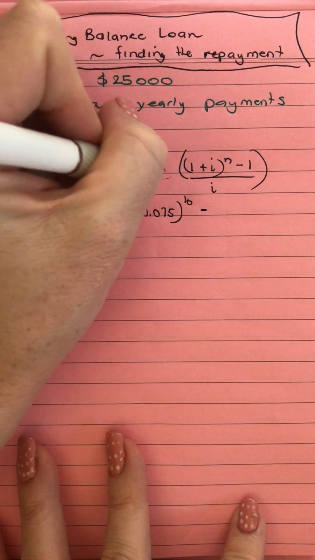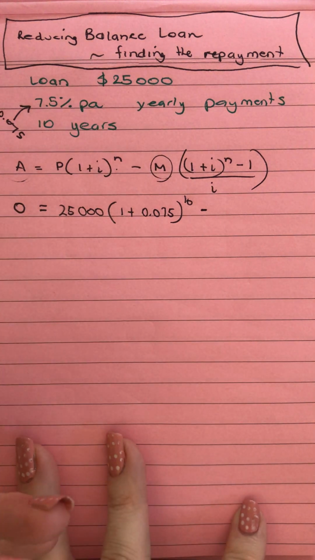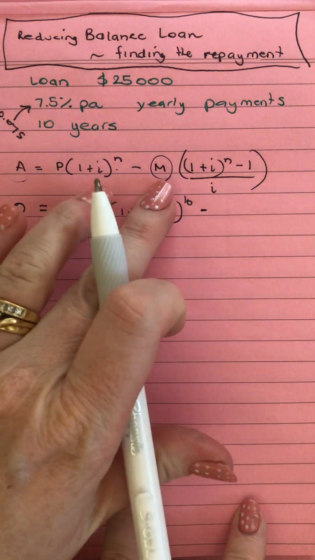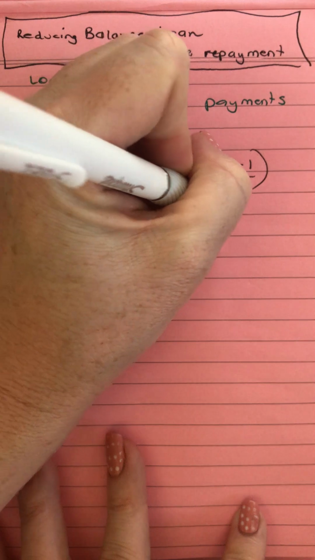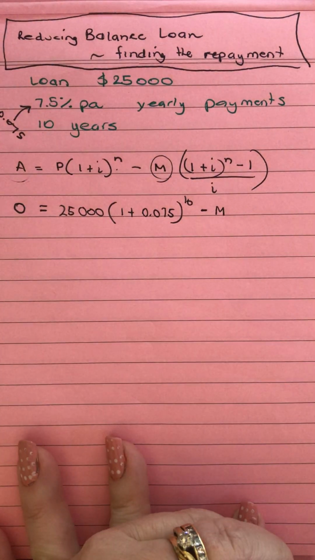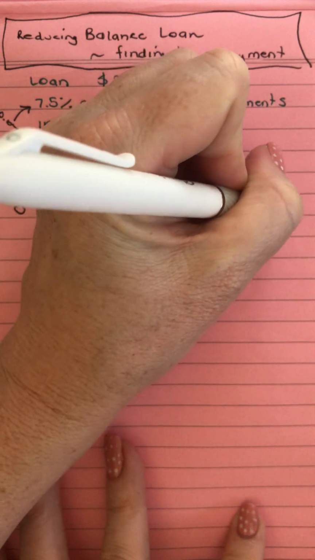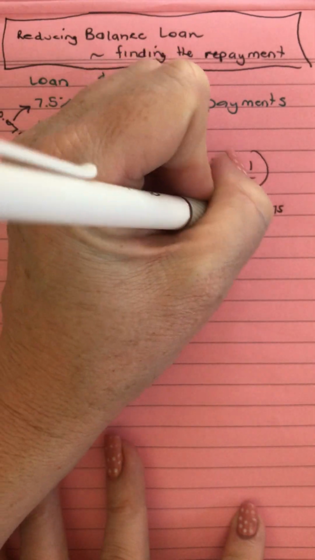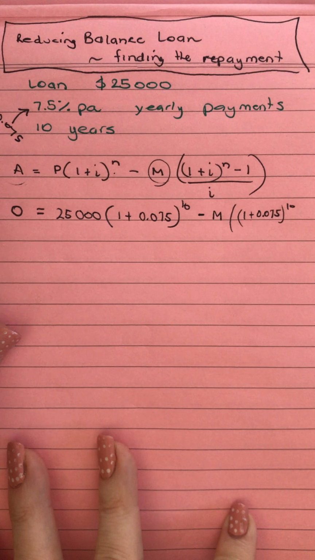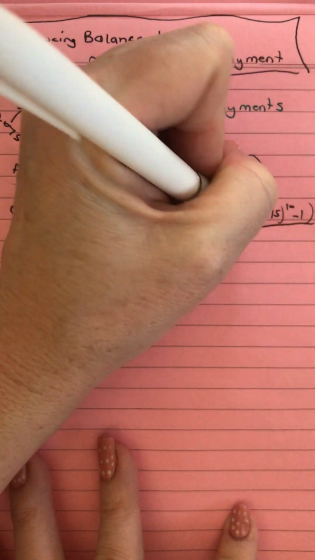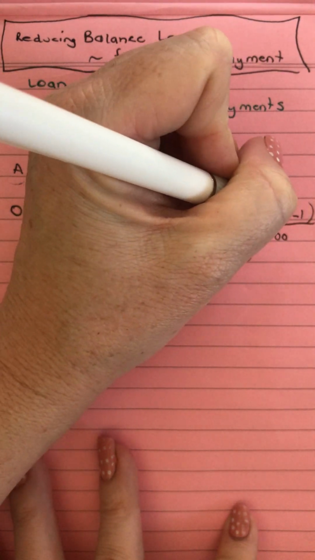Then our M is for repayments. You'll also sometimes see that as an R. On the formula sheet we've got the M there, so that's why I've used that. We don't know what that is, that's what we're trying to work out. And so we have 1 plus 0.075 to the power of 10, and we're taking away 1 there, and we are dividing by 0.075.